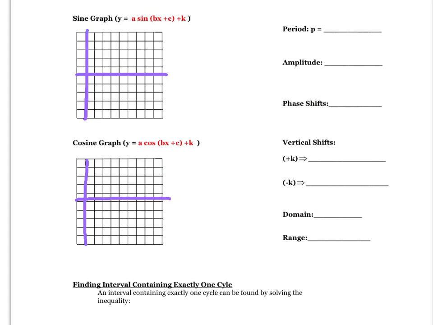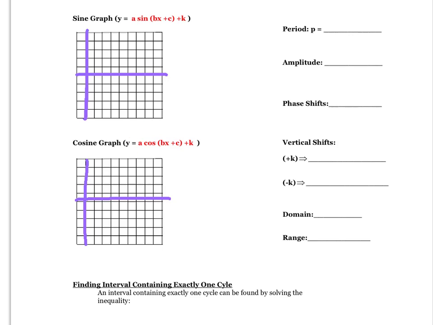First, let us review the basic shapes of the sine and cosine graph. First thing I need you to write down is the equation. The first for sine is y = a times the sine of (bx + c) plus k. So these coefficients a, b, and c are going to affect the graphs in different ways. Notice the cosine graph has the same thing, but you're just changing sine to cosine.